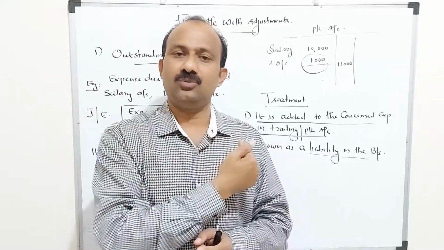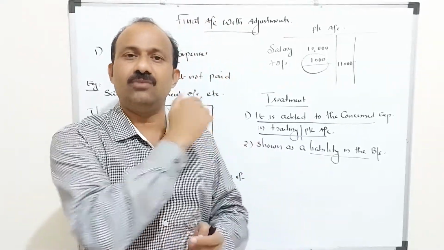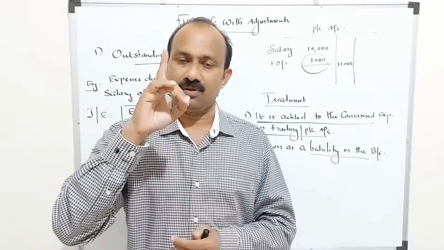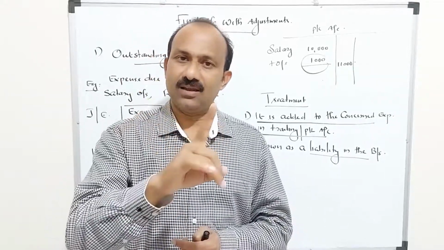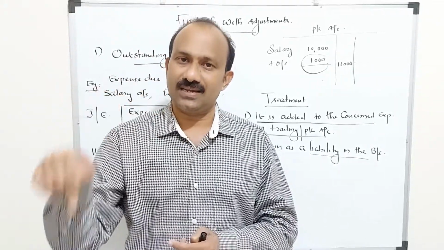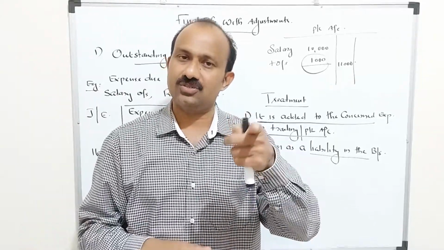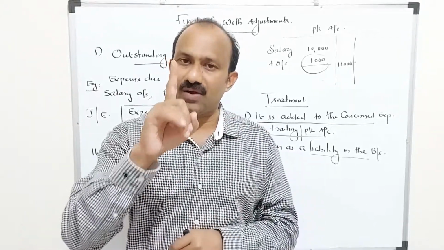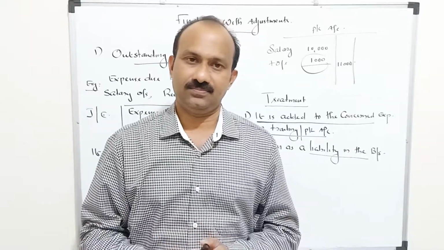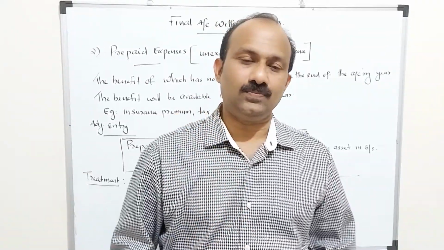Now you understand how to prepare this financial statement with the outstanding expenses. Number one, it is in the trial balance. Number two, it is in the adjustments. Adjustments, two treatments. Out in the trial balance, only one treatment is there. Adjustment number two.